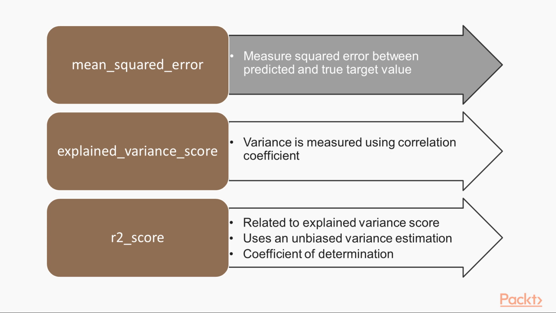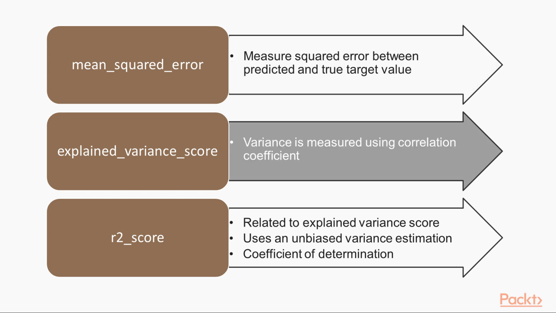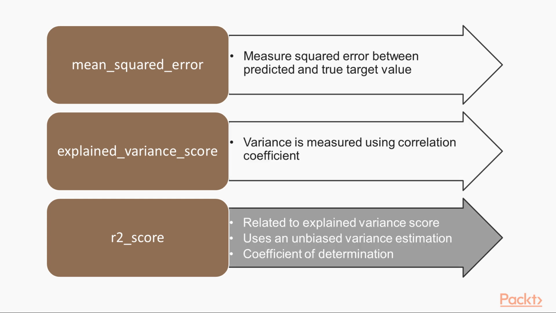Mean squared error is the most commonly used error metric for regression problems, and it measures the squared error between the predicted and the true target value for every data point in the training set, averaged across all the data points. Then there is the explained variance score. A more sophisticated metric is to measure to what degree a model can explain the variation or dispersion of the test data. Often, the amount of explained variance is measured using the correlation coefficient. Another function is the R-squared score. It is closely related to the explained variance score, but uses an unbiased variance estimation.